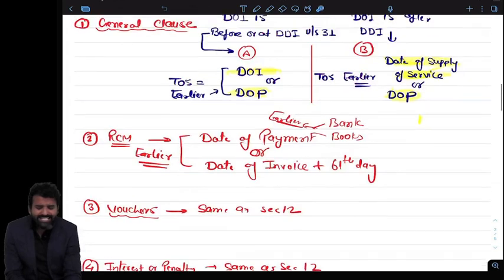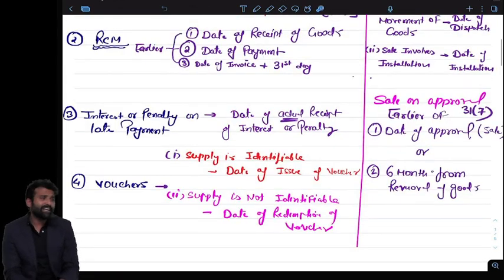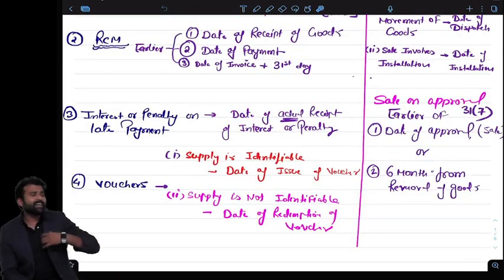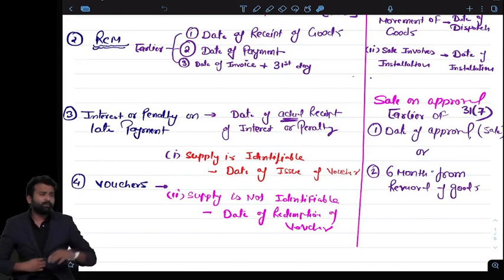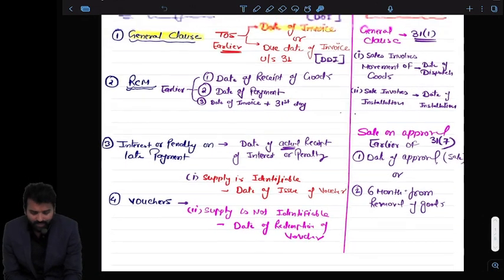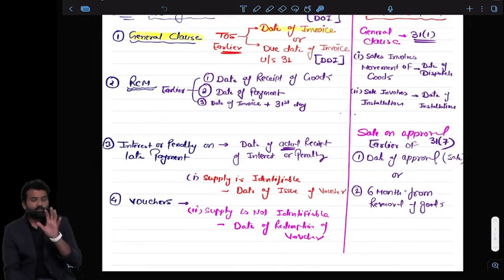There is one more case, continuous supply, but I don't think that is relevant for MCQ purposes, because in continuous supply there is the due date of payment, date of payment. That is not relevant for MCQ purposes. For MCQ, what I have discussed is more than relevant.